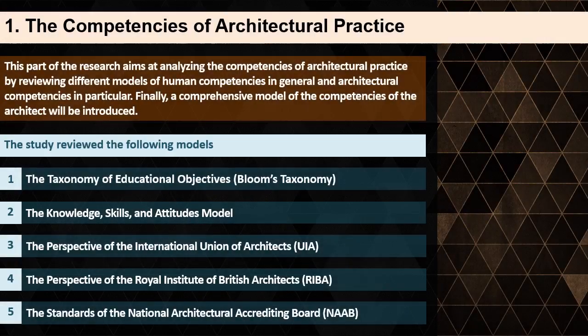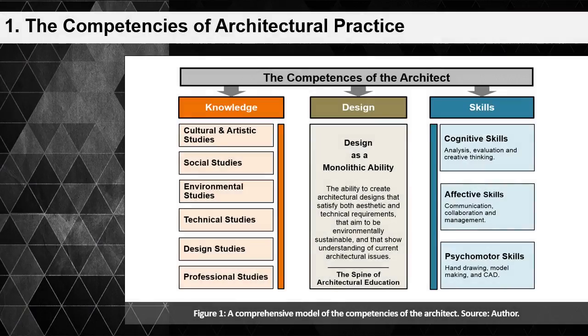Part 1 reviewed different modules of human competencies in general and other modules of architectural competencies in particular. Based on this review, a comprehensive model of the competencies of the architect has been developed and used in analyzing the structures of the investigated sample programs.